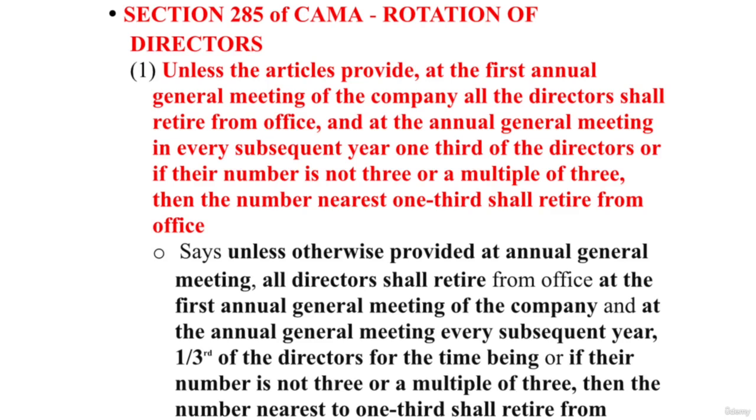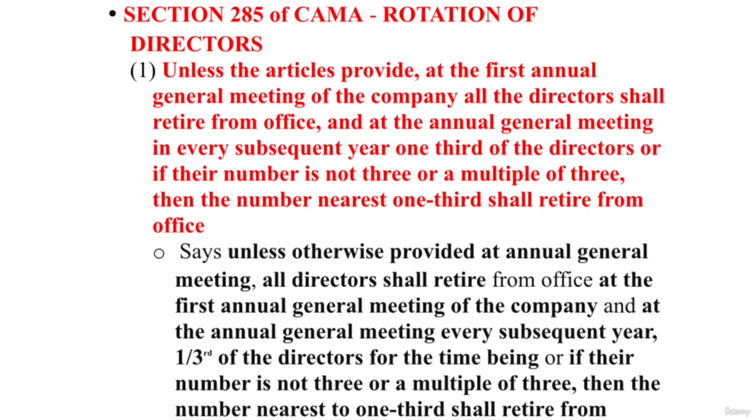So subsection 1 tells us that unless the articles otherwise provides, at the first annual general meeting of a company, all the directors shall retire from office. That's the first leg. And at the annual general meeting in every subsequent year, 1/3 of the directors, or if their number is not 3 or a multiple of 3, then the number nearest 1/3 shall retire from office.